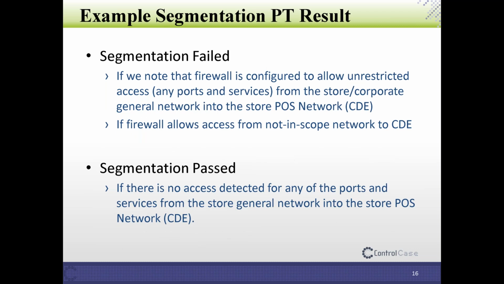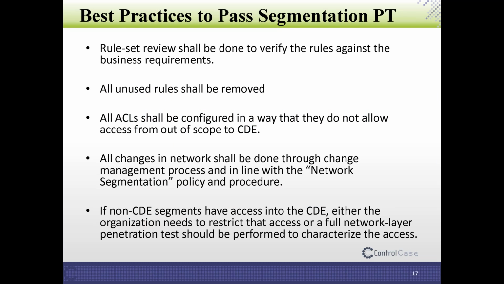When we do a segmentation penetration test for an environment, it is important that we come out with a clear result that has the segmentation passed or has the segmentation pen test failed. Because if the segmentation pen test has failed, it means the scope has not been defined correctly. So either the segmentation needs to be fixed or the entire network needs to be brought into PCI scope. So it is important that this firm result come out of a segmentation penetration test.